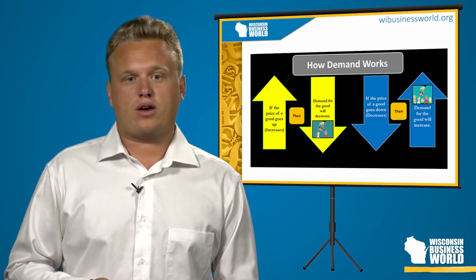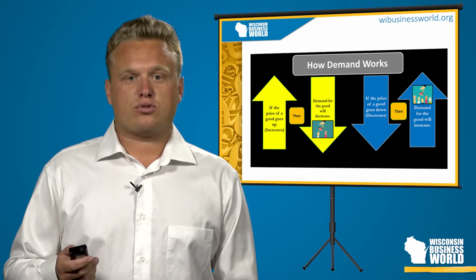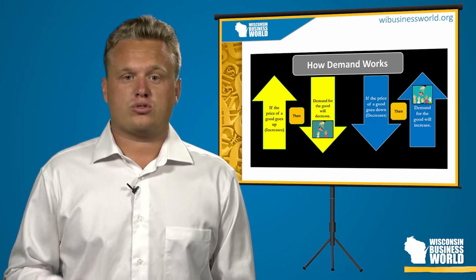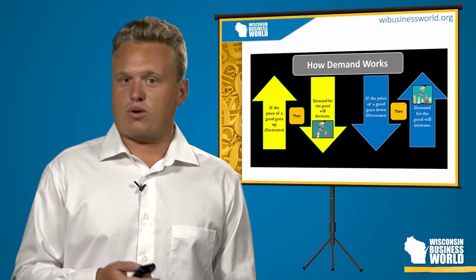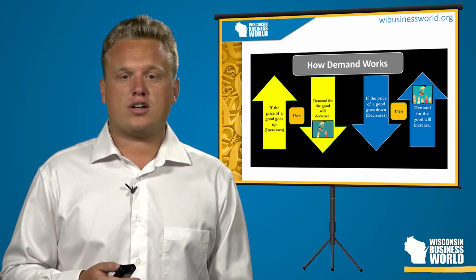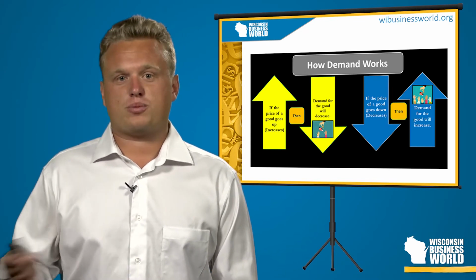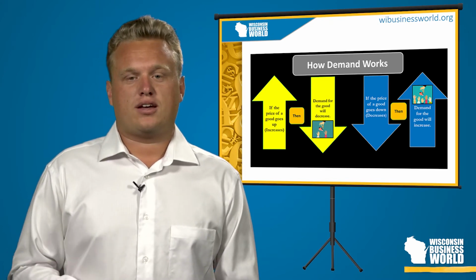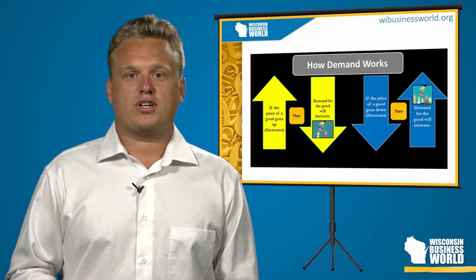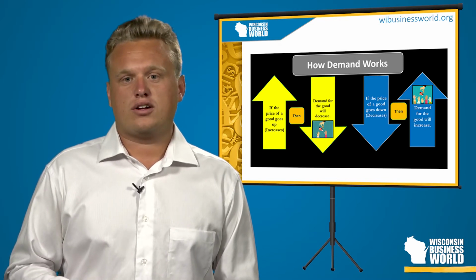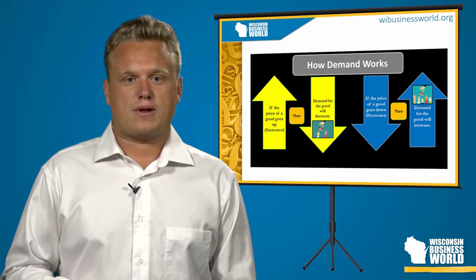So how does demand work? The basic rule is, if the price of a good goes up, the demand will go down. As things become more expensive, people don't want to spend money on it. The opportunity cost isn't there. They'd rather spend their money somewhere else. On the flip side of the coin, if the price goes down, the demand will go up. You can get more value out of your dollar, so you're willing to spend that money.